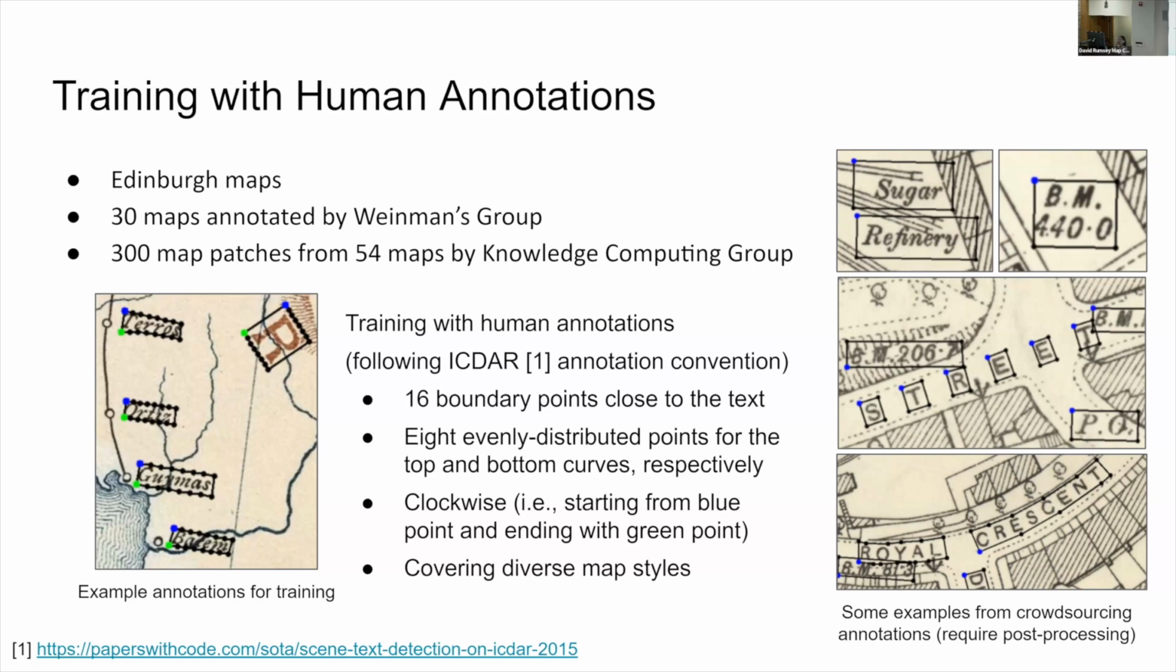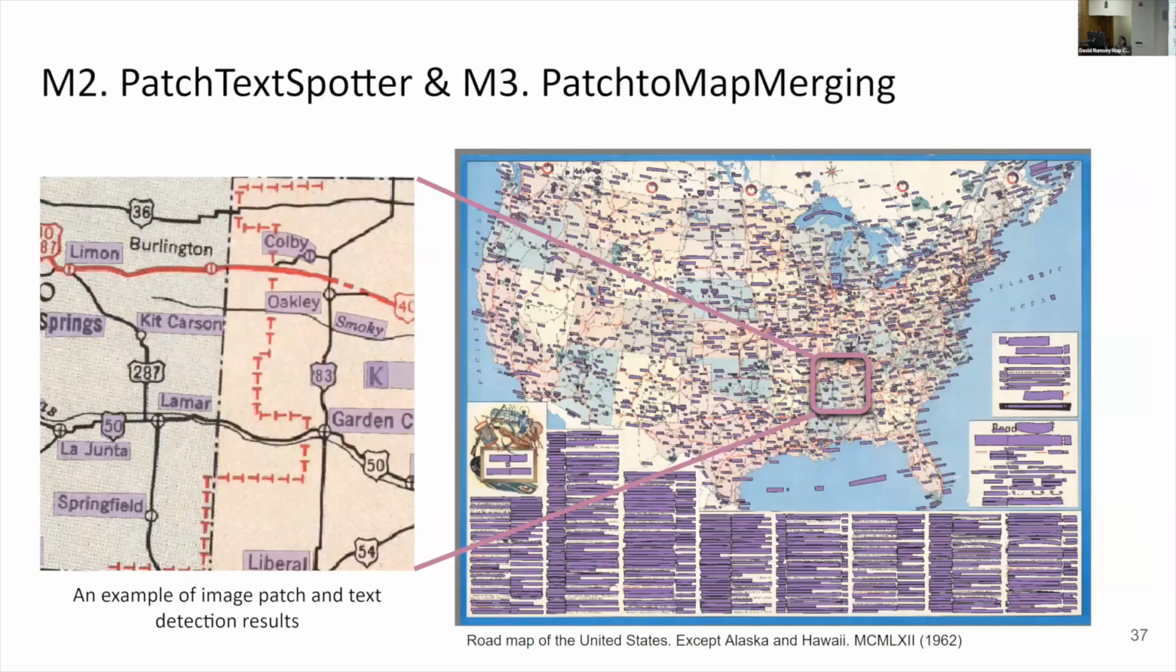And I will continue with the result of module 3, which is patch to map merging. This is the visualization result of image patch and text detection results. And we can see that the result is merged from the image patches to the entire map.